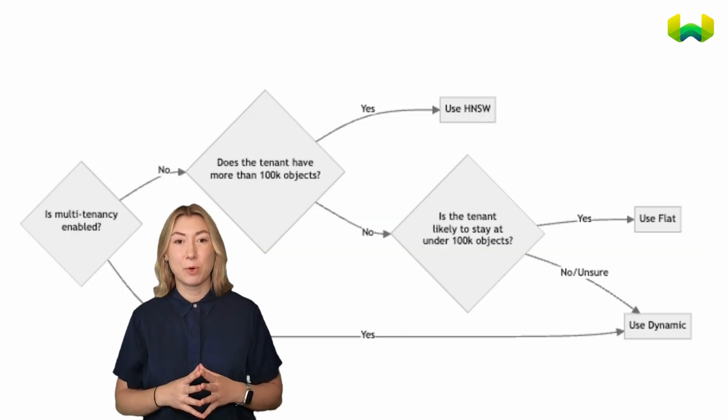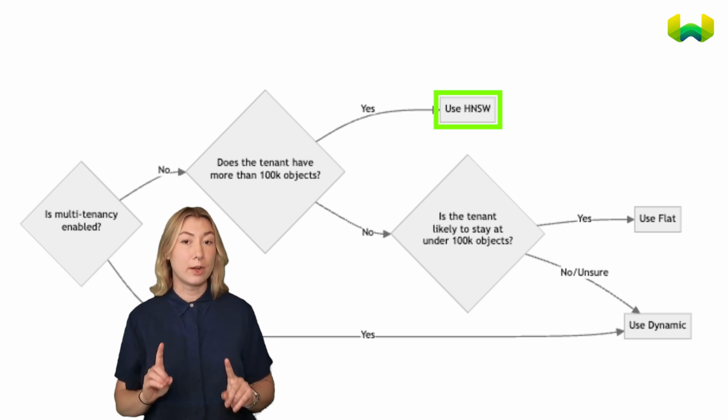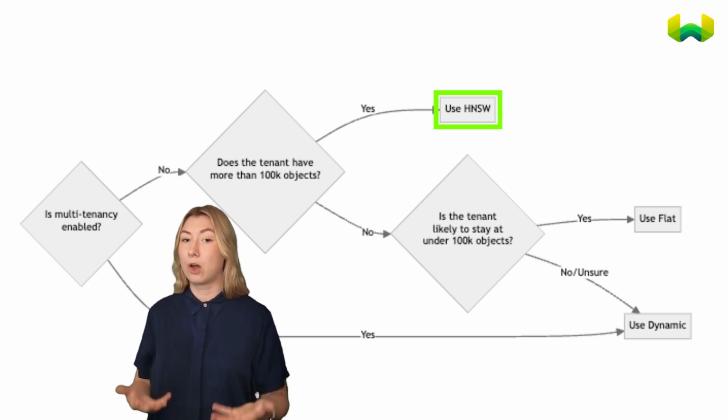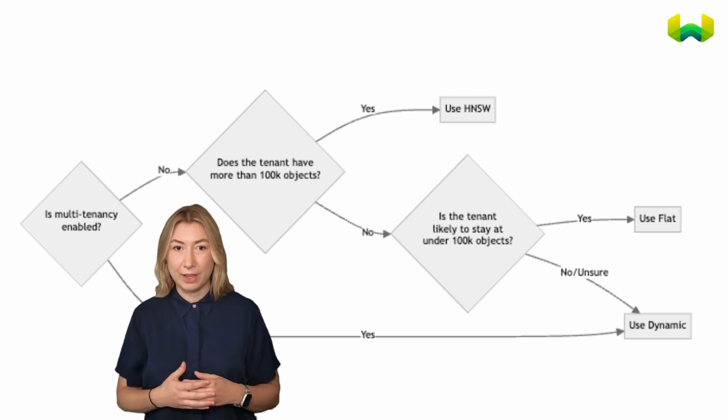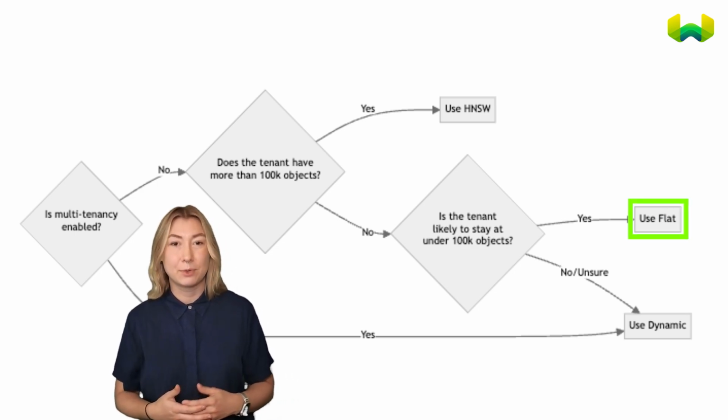If your tenant has more than 100,000 objects, it's recommended to use HNSW or the hot storage type to avoid performance costs. If your tenant is under 100,000 objects and most likely going to stay there, then you can use the flat index or the warm storage type.